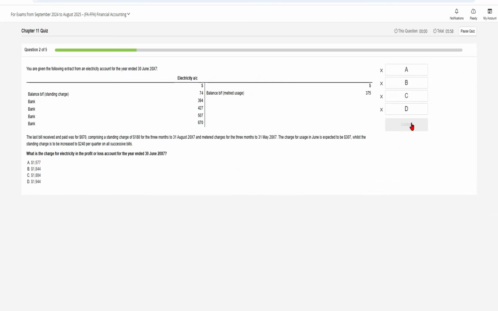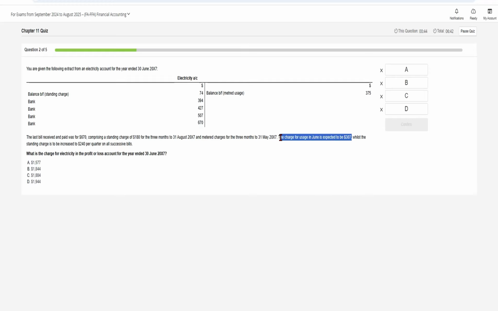Okay, the next question. You are given the following extract from the electricity account for the year ended 30 June 20x7. All right, so they have provided the ledger. The last bill received and paid was 670, and it was for the standing charge as well as the meter charge. So standing charge of 180 for the 3 months up to August, meaning June, July, August, and the meter charge for the 3 months up to May. The charge for the usage in June is expected to be 307.